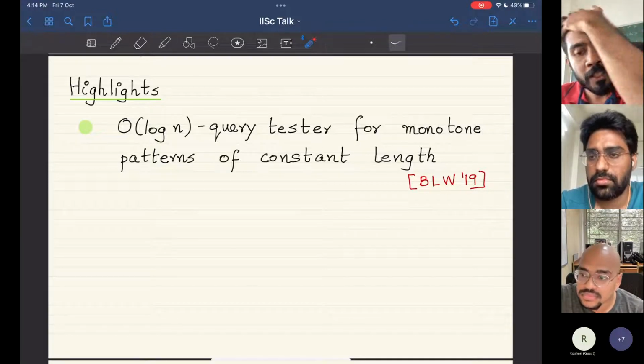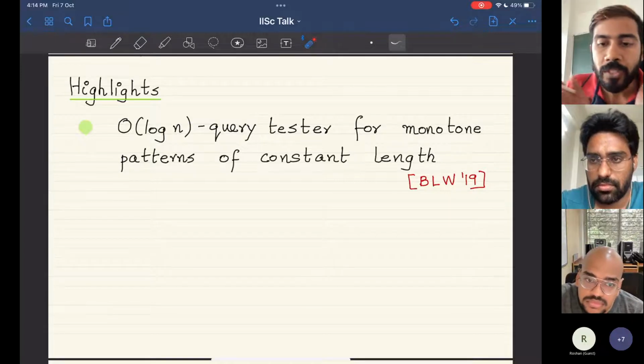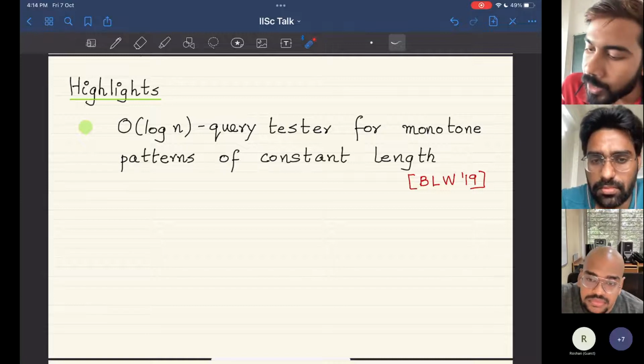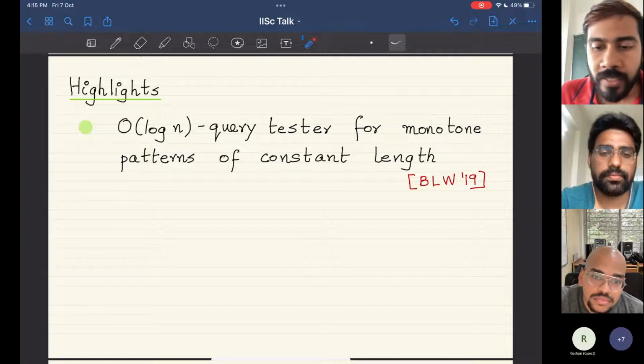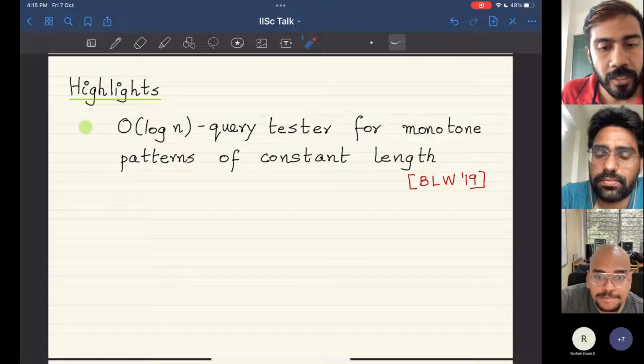So in the property testing regime, we assume oracle access to the array, and we don't want to look at a lot of indices in the array. So this is very efficient. You can just look at big-O of log n indices, and determine, right, and test.